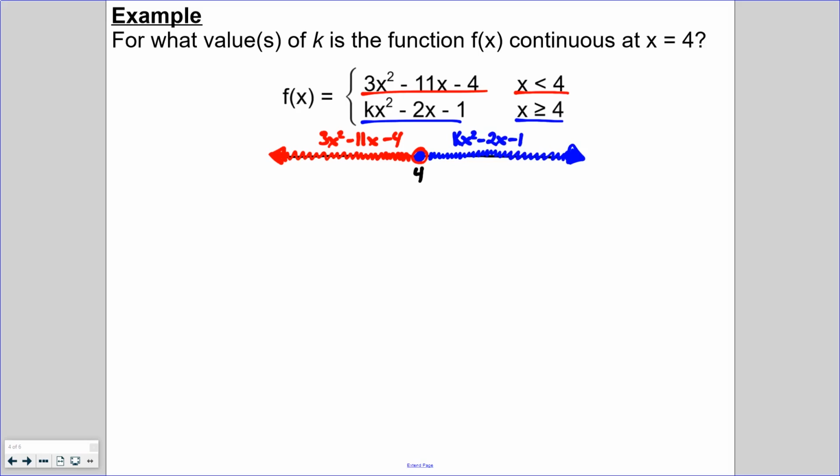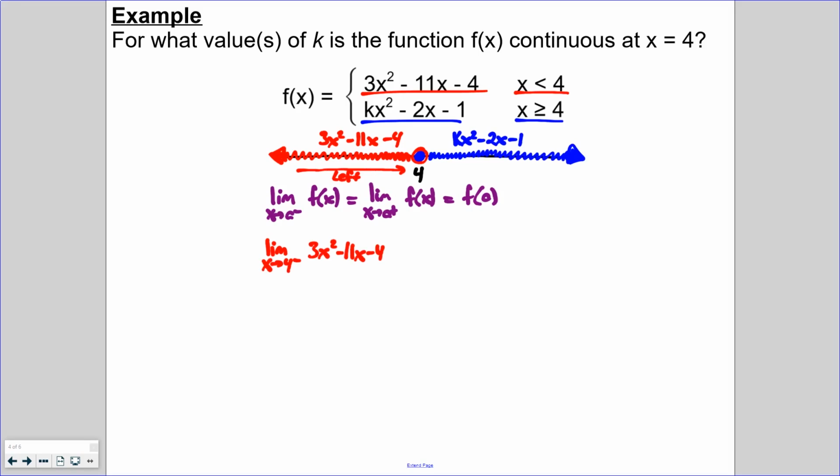Alright, then I'm going to start with the simplified version of the conditions of continuity, which are the limit as x approaches a from the left of f of x must equal the limit as x approaches a from the right of f of x, which must equal f of a. So now we can start breaking this down and applying it to our actual function. So here we're going to have the limit as x approaches 4 from the left. And we can see that as we approach 4 from the left, we are going to want to use the expression 3x squared minus 11x minus 4.